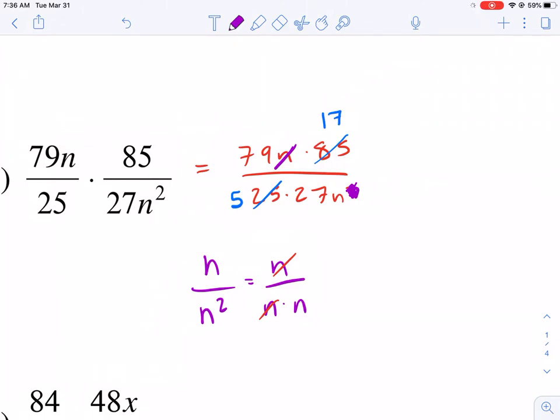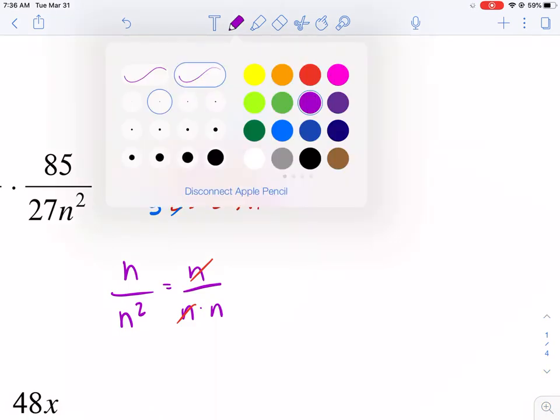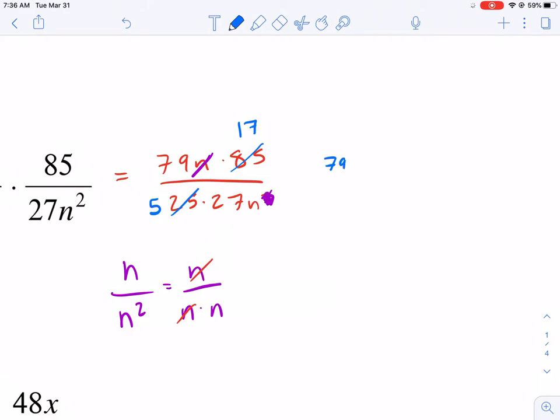Well, I know 27 is divisible by 3 and 9, and that's it, besides 27. I know 79 is not divisible by 3, because 7 and 9 do not add up to a number that's divisible by 3. So now I just need to see if it goes into 27, and it's not. So my final problem results in this: 79 times 17 over 5 times 27n.